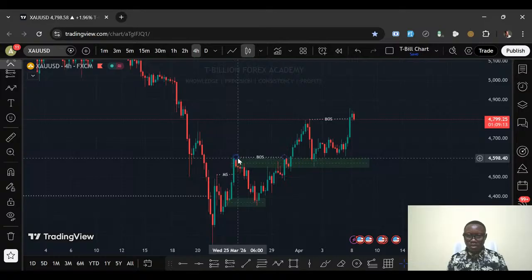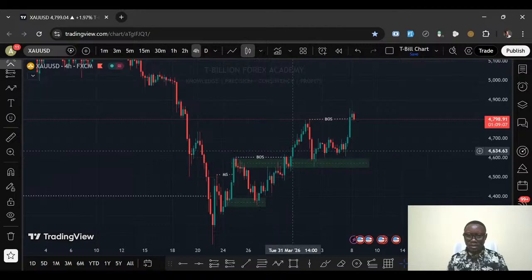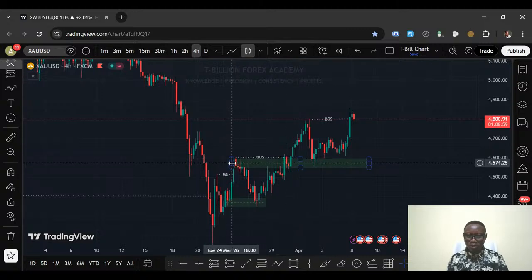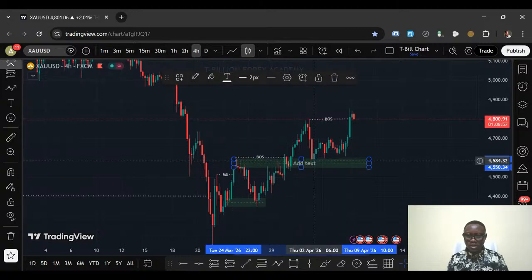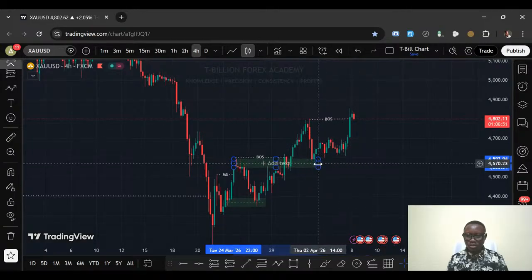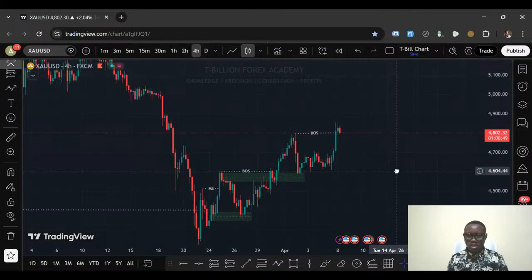So we have this break of structure right here to the upside, and we got this inducement right here and this breaker block right here, which price again tapped into and gave this bullish move. So this one has been mitigated.